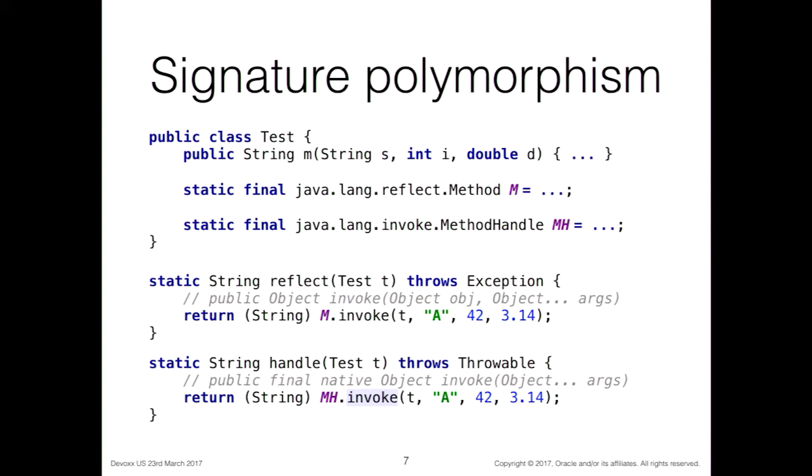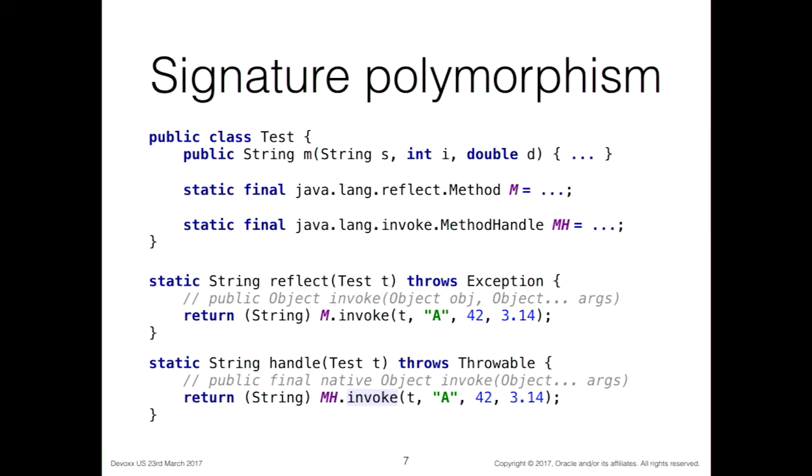I'm going to explain a little bit about signature polymorphism for those who don't know, for the curious. So say we have a public class Test. It has a method in it, m, takes some arguments, returns something. And we have a Method m that's looked up to that method, and we have a method handle that's looked up to that method as well. And if we look at this reflect method that invokes the java.lang.reflect.Method m, we pass the arguments in, we pass the instance of Test, we pass some values in here. And when we look at the handle method that calls the method handle, it looks almost the same.